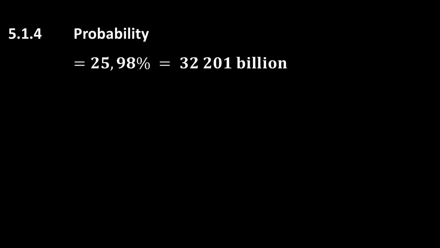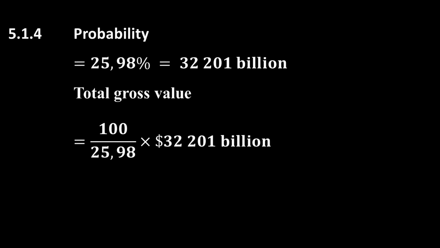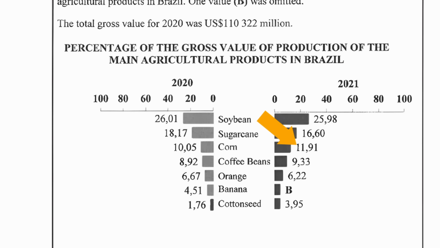32,201 billion US dollars. So the total gross value for 2021 is 100 over 25.98 multiplied by 32,201 billion US dollars, and this equals 123,945 billion US dollars. Now the amount of corn as a percentage in 2021 is given as 11.91%.